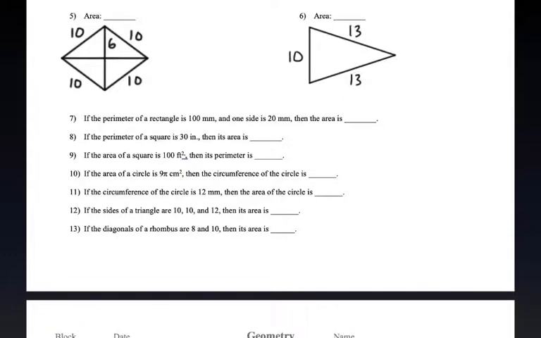Number 5, this is a rhombus. I know it's a rhombus because all the sides are the same. Therefore, we have these perpendicular diagonals in the middle. I have diagonal information given. That first diagonal has a length of 12. 6 plus 6 is 12.